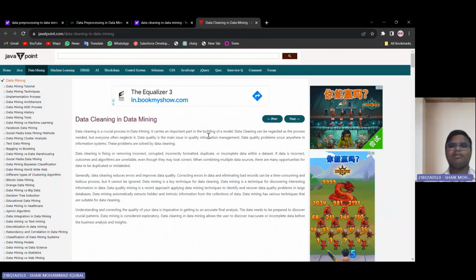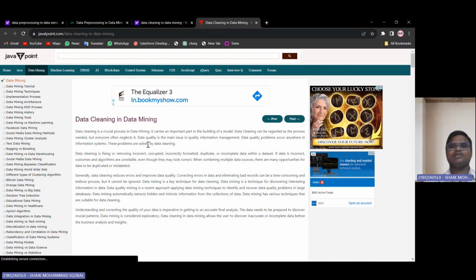It plays an important part in the building of a model. Data cleaning can be regarded as a necessary process, but everyone often neglects it. Data quality is the main issue in quality information management. Data quality problems occur anywhere in the information system. These problems are solved by data cleaning.